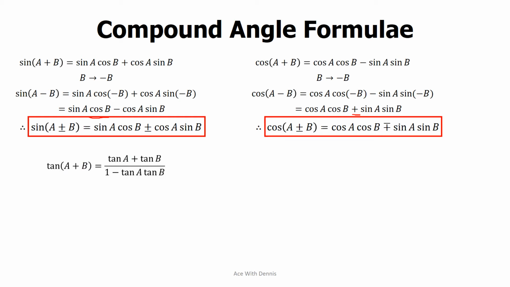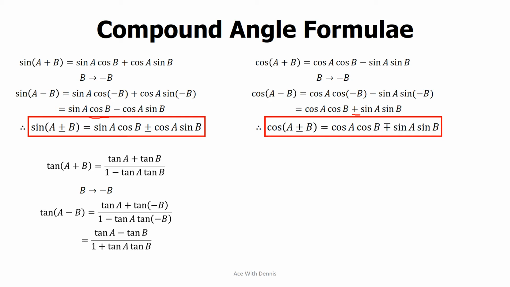So similarly, we move on to tangent A plus B. It equals tangent A plus tangent B over 1 minus tangent A tangent B. So remember, we go to the negative angle. B becomes negative B. So now tangent A minus B equals tangent A plus tangent negative B over 1 minus tangent A tangent negative B.